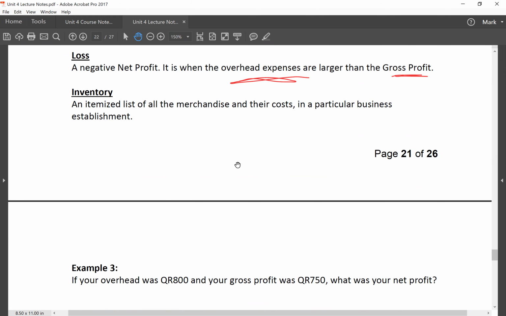Inventory. Inventory is an itemized list of all of your merchandise, including their costs in a particular business. So an inventory for, let's say, a jewelry kiosk at the mall, a little jewelry booth. They would have a list of all of the merchandise: rings, necklaces, earrings, and the costs with them. So it's a very important list that shows what items do we own, how much did we pay? And using inventory, you can monitor your profit.